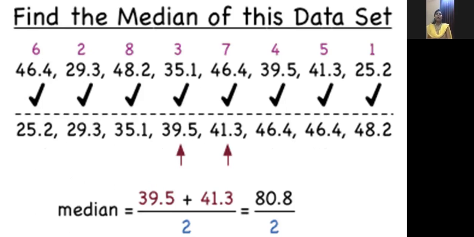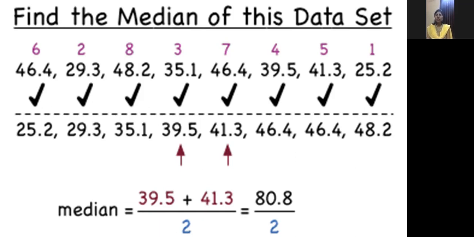Let's take an example of a data set which has values in decimals: 46.4, 29.3, 48.2, and so on. As I said, the first step to calculate the median is to arrange the data in ascending order. In the slides, you can see that we have arranged the data in ascending order. After that, we use the formula given. Here the data has 8 values, so this is an even series.